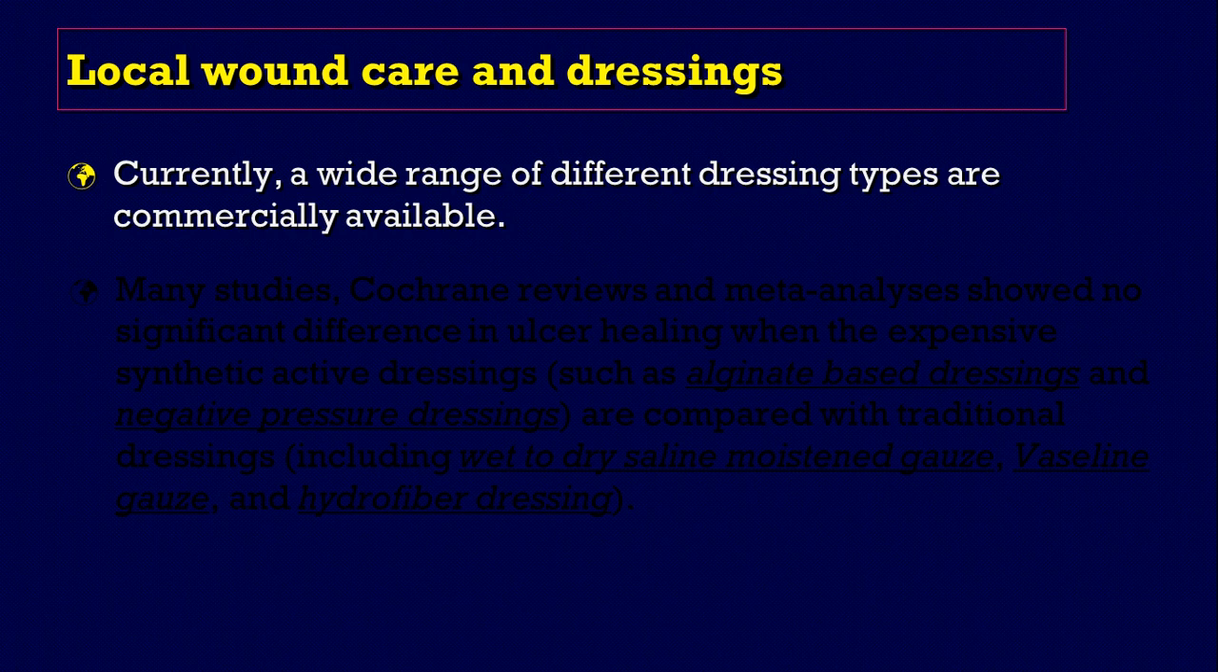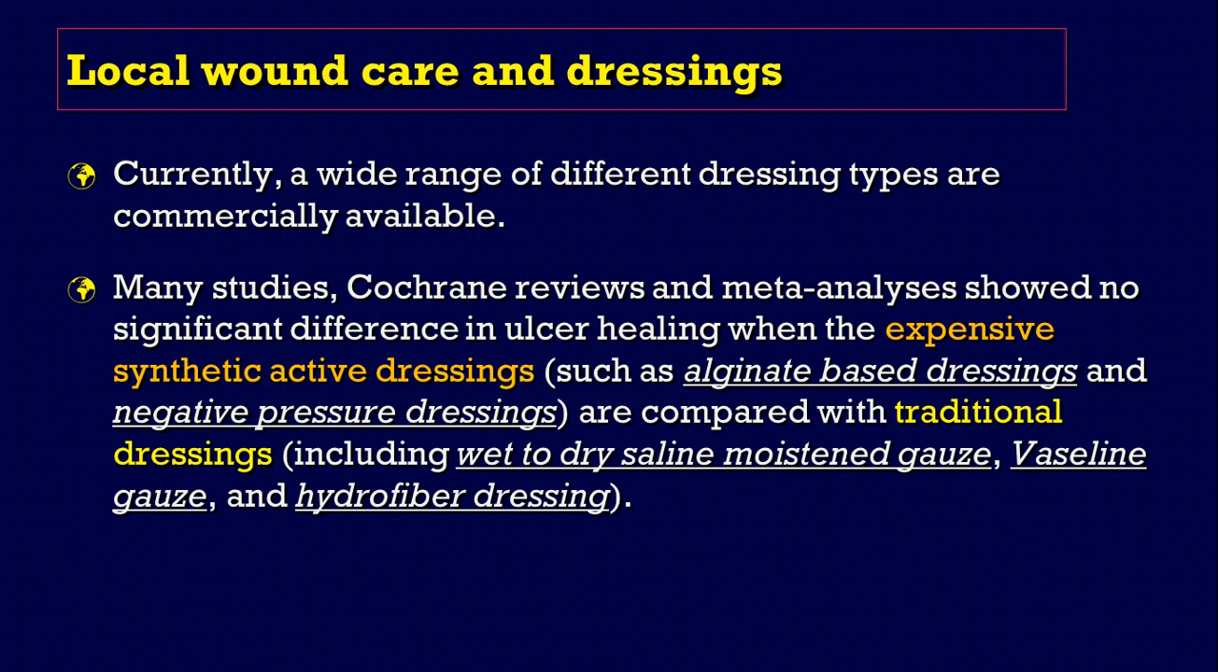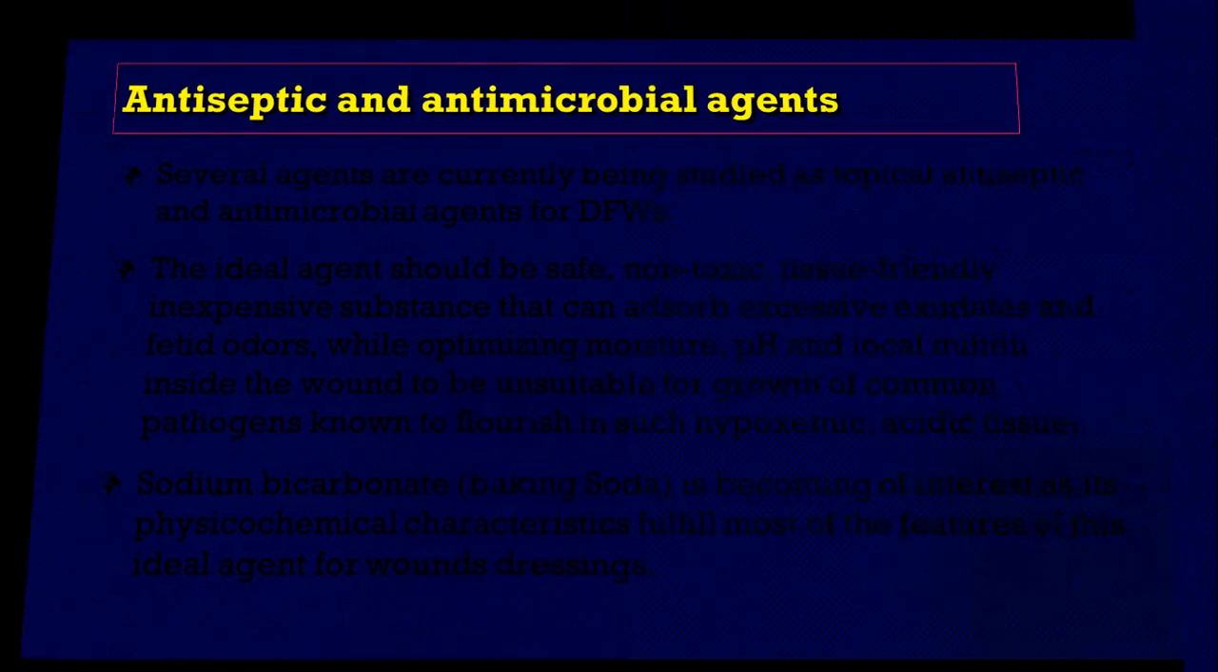Local wound care and dressings. Currently, a wide range of different dressing types are commercially available, but many studies, Cochrane reviews, and meta-analyses showed no significant difference in ulcer healing when the expensive synthetic active dressings, such as alginate-based dressings and negative pressure dressings, are compared with the traditional dressings like the wet-to-dry saline gauze, Vaseline gauze, and hydrofiber dressings.